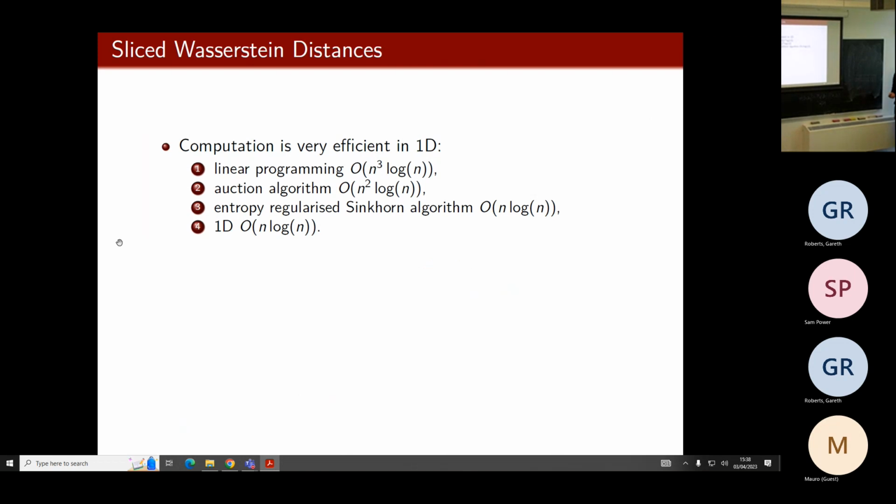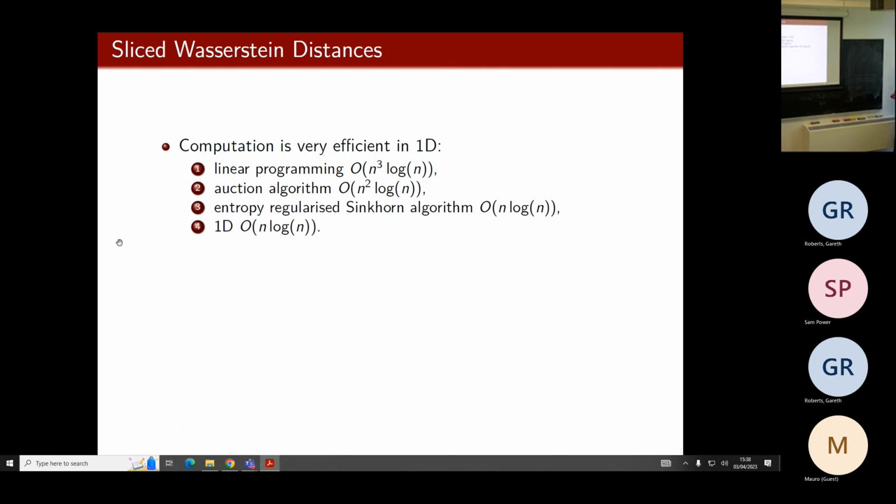So this gives rise to what people call sliced Wasserstein distances. I hope these numbers here are correct. I'm not a numerical expert. There's probably people here who know more about the numerics than I do, so maybe someone can correct me if I'm wrong. But essentially, linear programming is cubic order. I think this is squared order. The Sinkhorn algorithm is state of the art, and in theory it's essentially linear.